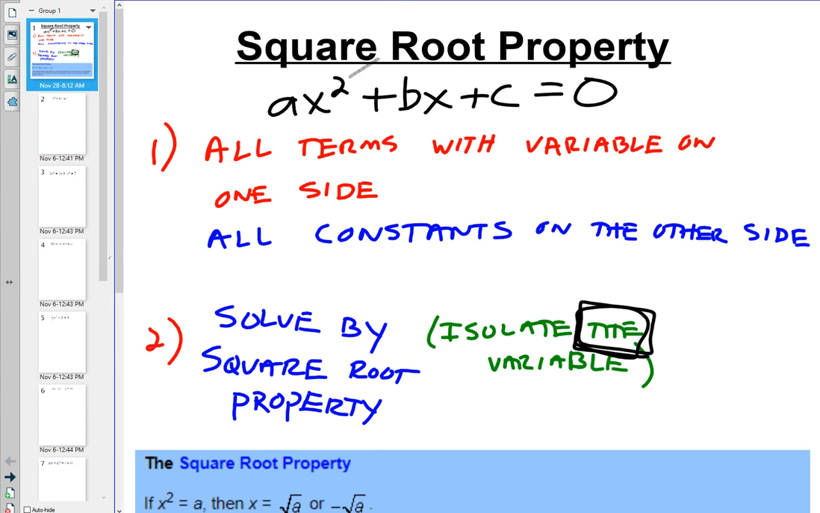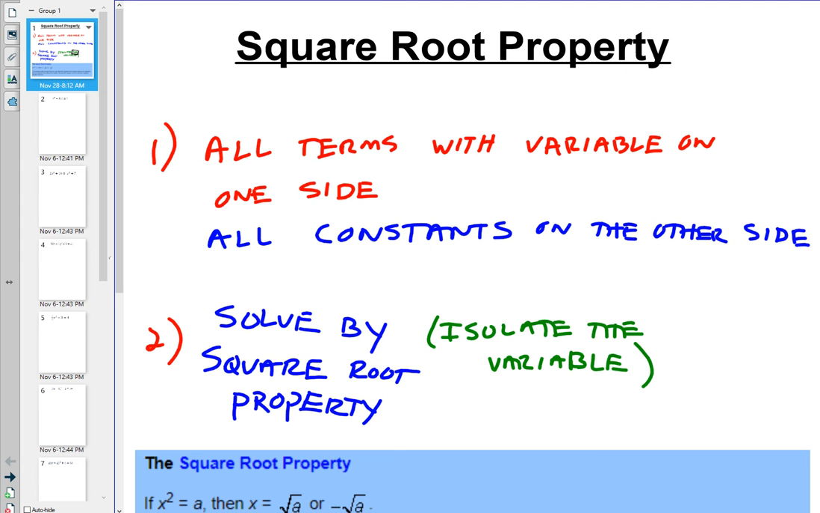What square root property does is it allows you to treat the quadratic equation like a linear one. Before I got here and you solve linear equations, what do you do? You put variables on one side of the equal sign. You put non-variables or constants on the other side. And that's what we're going to do. All terms with a variable on one side, all constants on the other side.